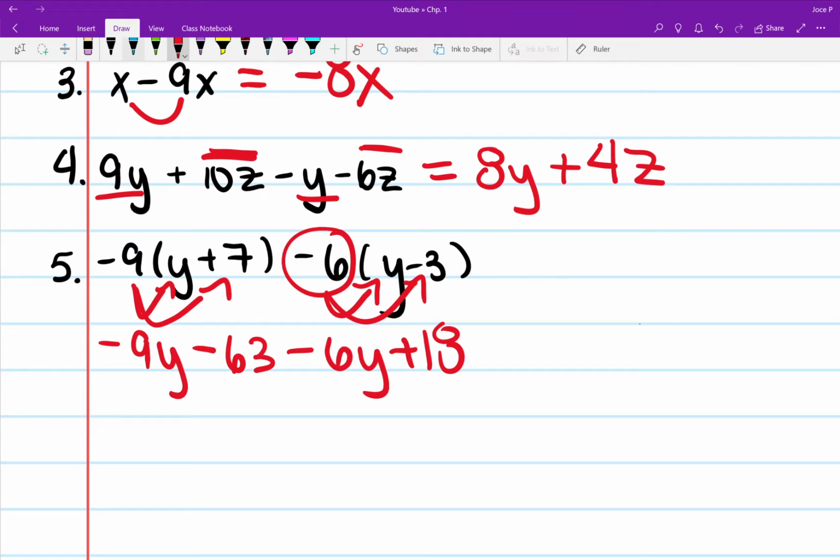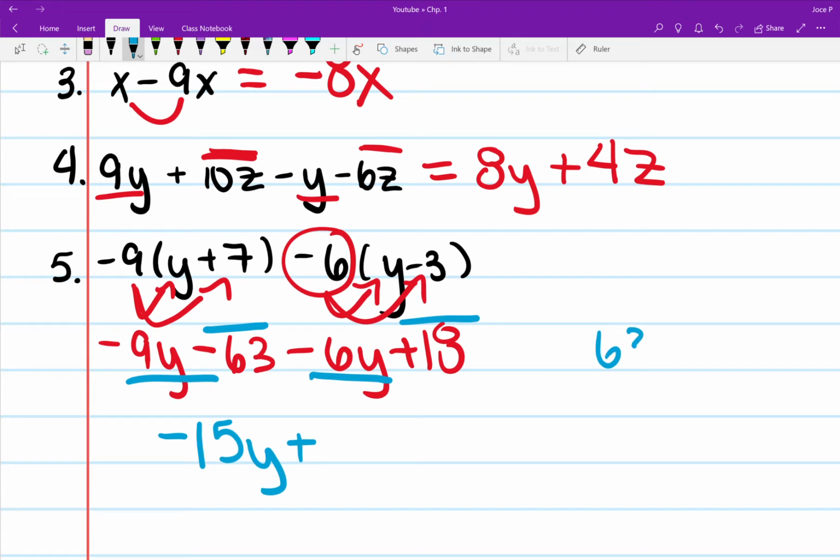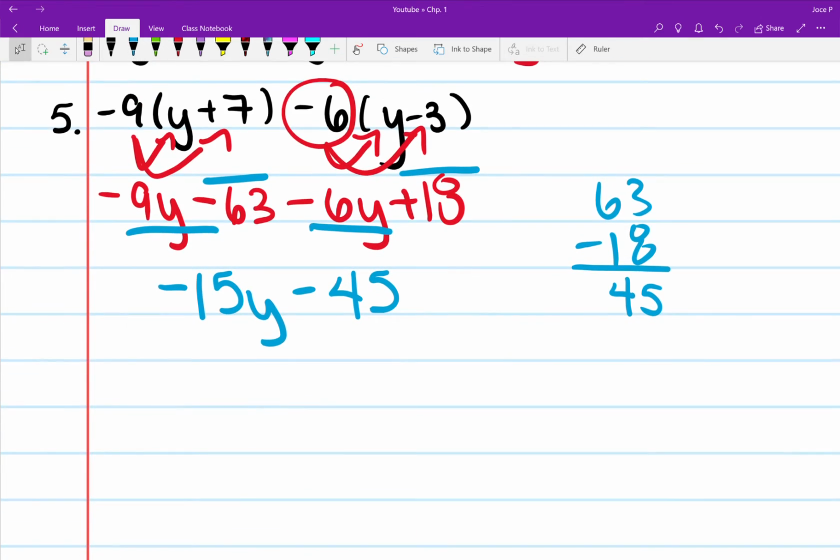Next thing we need to do, combine like terms. Negative 9y, negative 6y are like terms. Now we have negative 15y. Negative 63 and 18 are like terms. 63 minus 18, this will be a minus. Then we have 45, does that look about right? Yes, minus 45.